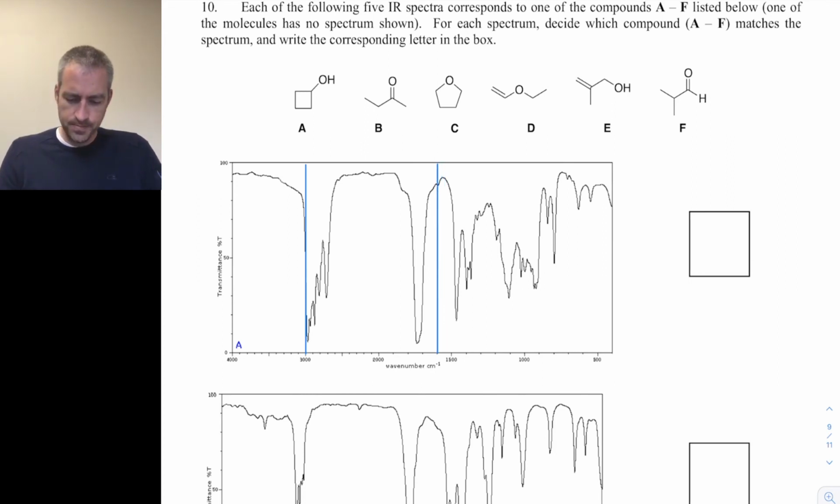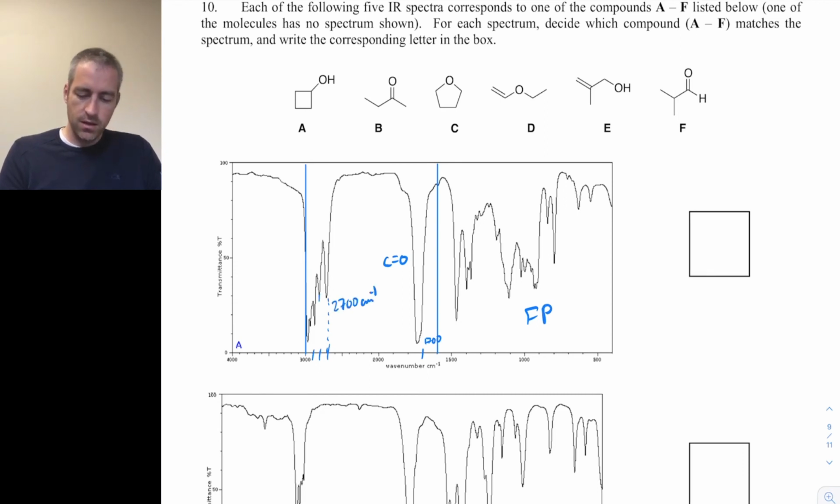Vertical line there. This is the fingerprint region. This looks like a C double bond O. This is 1700, so it's between 1700 and 1800. It's very strong, goes right to the bottom of the page. So I'm pretty confident that's what that is. If you look at the numbers here, that's 29, 28, 27.